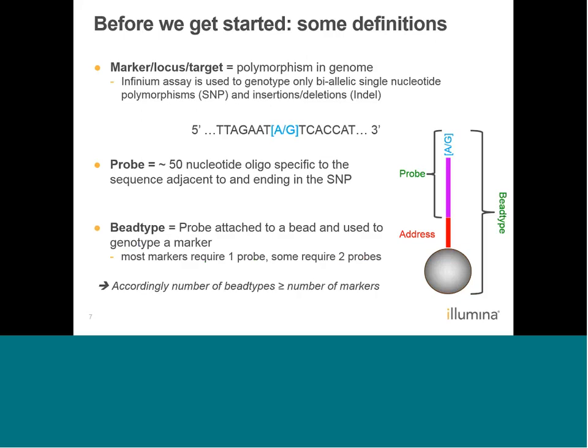The bead type is the probe and the Illumina address used to identify the bead type on the BeadChip, plus the bead is called the bead type. Most markers require one probe, some require two, and because of that, the number of bead types in your final design is always going to be greater than the number of markers.